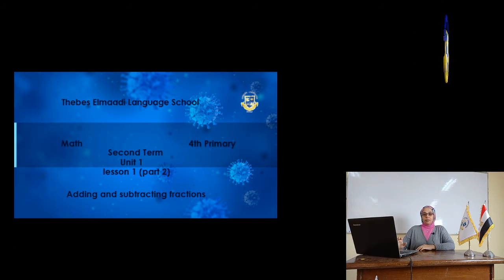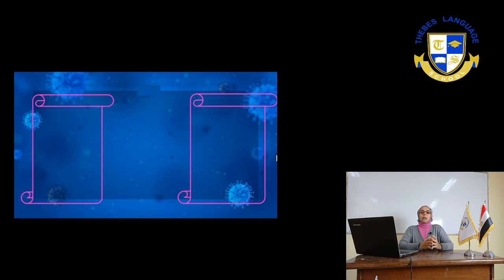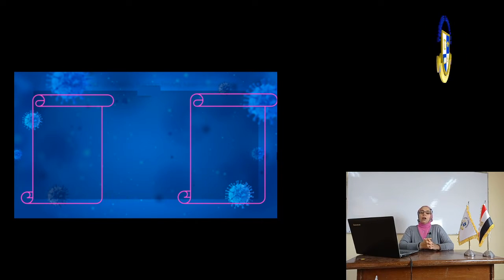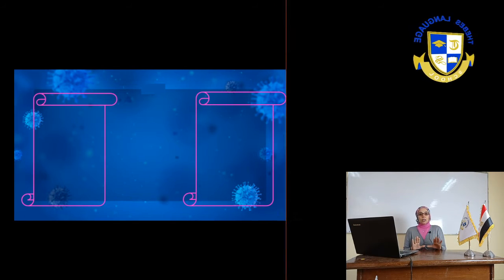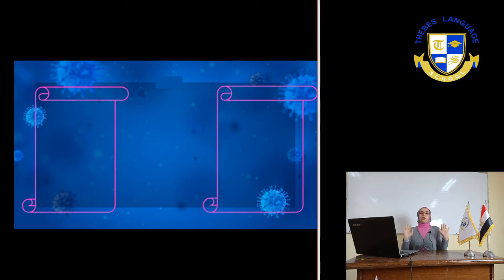We will start to add and subtract fractions. How do we add and subtract fractions? At first, if we have fractions with the same denominators, how do we add or subtract them? Just put the denominator as it is and subtract or add the numerators.